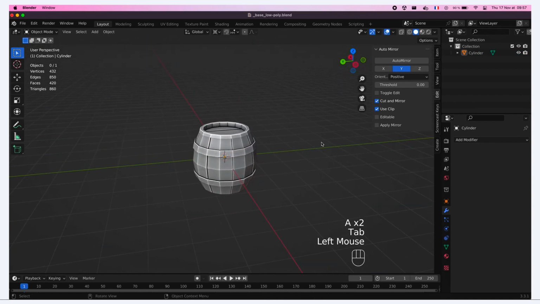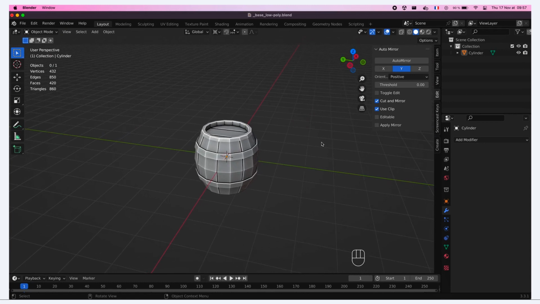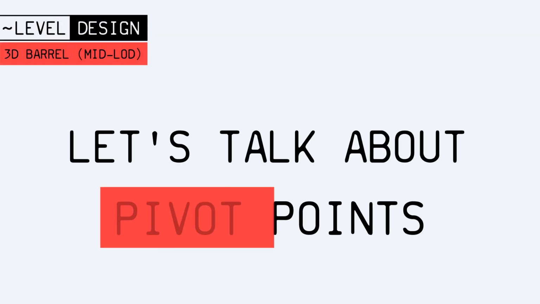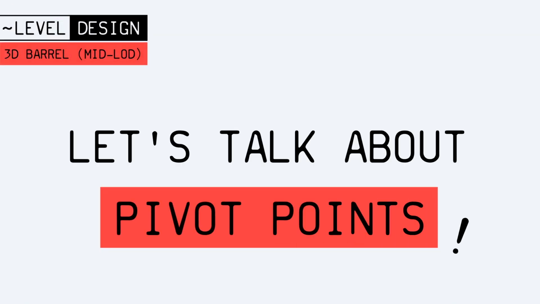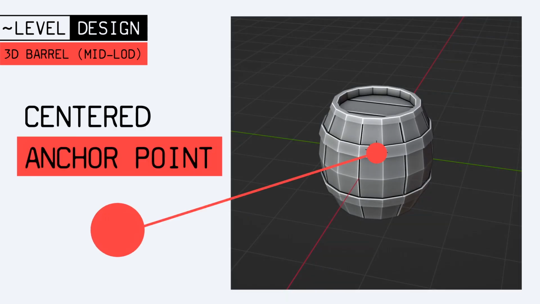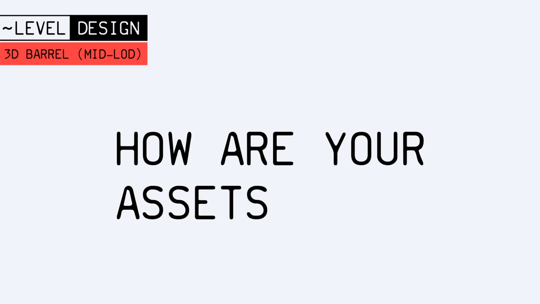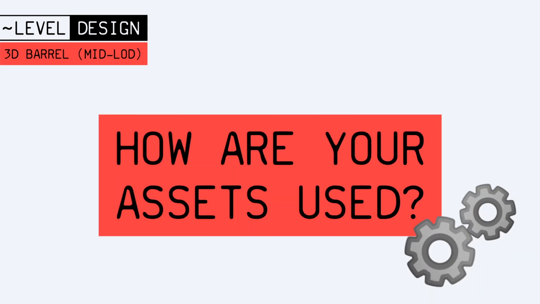And here we are! We've now got a really basic barrel with a medium LOD that we could use in any video game project. But just as a side note, this barrel is actually a good opportunity to discuss pivot points. Because for now, as you can see, my anchor point for this object is at its center, at the origin of the scene. Sometimes when you're working on this type of asset, it can be interesting to think ahead and consider how it is used most frequently in a game scene.